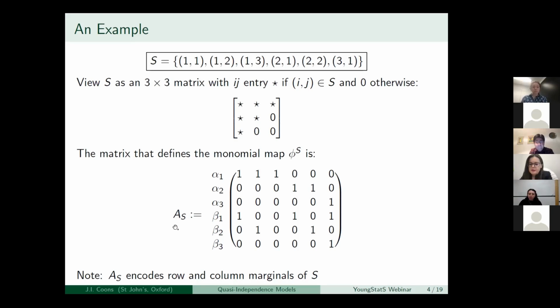Then if I want to write down the integer matrix that defines this monomial map, I get 3 parameters for my first random variable and 3 parameters for my second random variable. So, for example, this first column corresponds to (1,1): I get alpha_1 times beta_1. In particular, this matrix includes the row and column marginals of S.